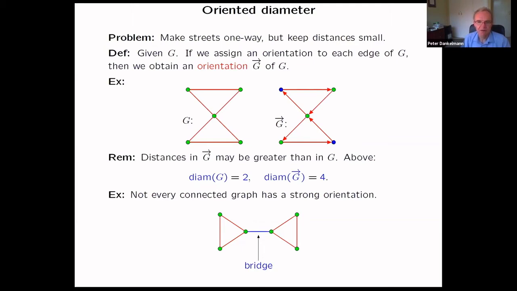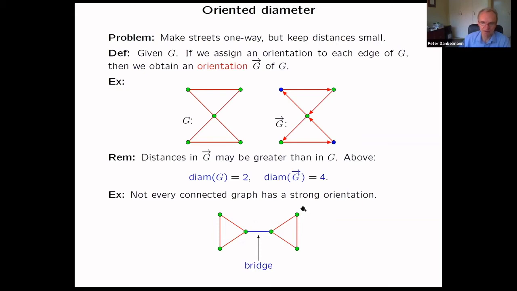In fact, things can get worse. If we orient a graph not cleverly, it may happen that we can't get from any point to another point at all. But even if we do it cleverly, there is one problem that we may run into: even if we look at all possible orientations, we may not be able to find an orientation of a graph that's strong, so that allows us to travel between any two vertices.